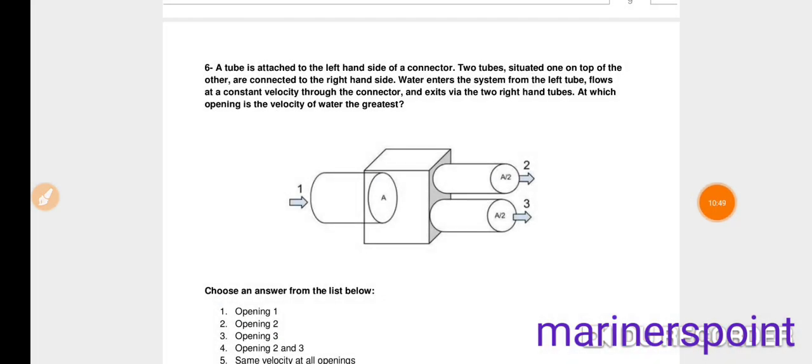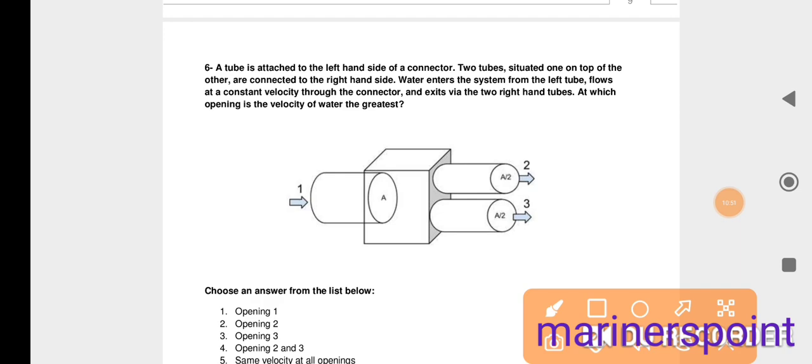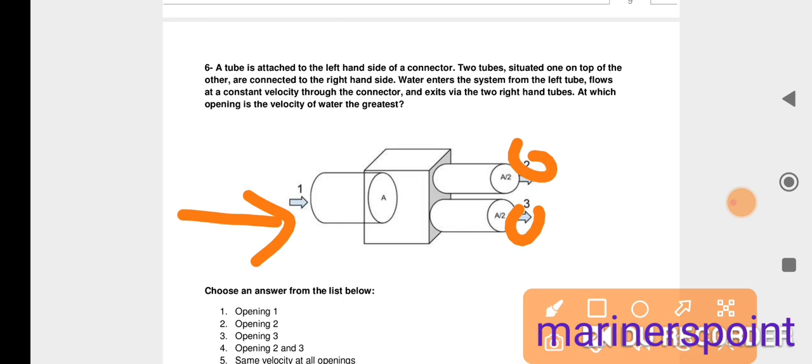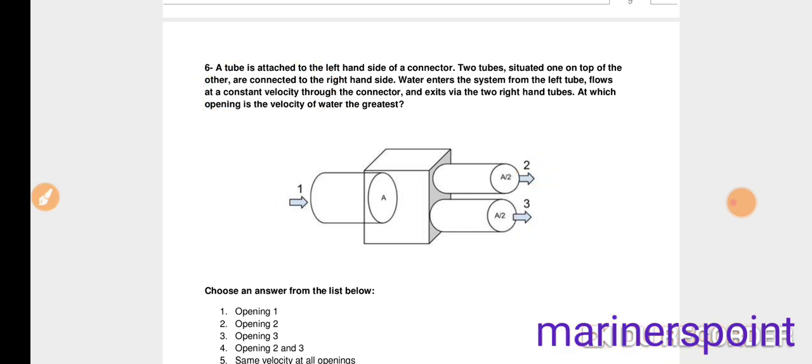in this question it is given that from tube 1 water is coming, and from tube 2 and tube 3 water is going out. Here it is said that the velocity is constant throughout the connector. Velocity is the same, that means the flow rate is the same. Here you have to find at which opening the velocity of water is the greatest.